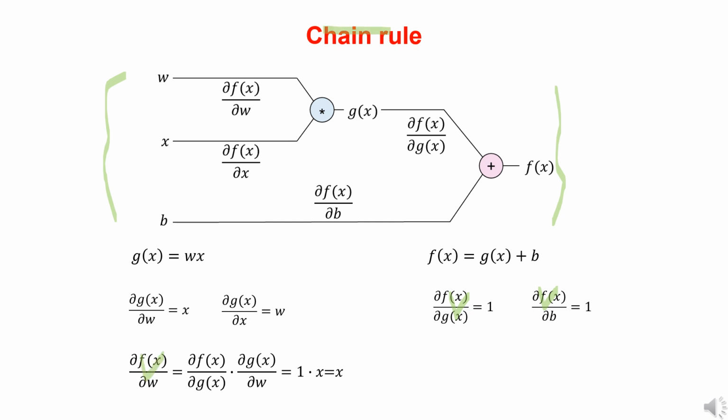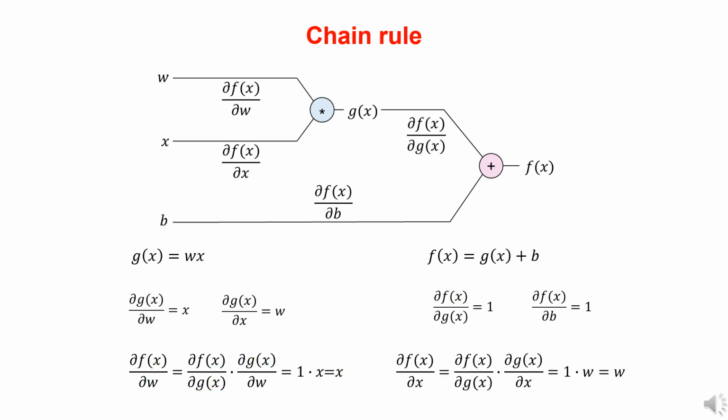In other words, to differentiate f with respect to omega, we take the derivative of f with respect to g, and then multiply it by the derivative of g with respect to omega. The derivative of f with respect to g is 1, and the derivative of g with respect to omega is x. When we multiply these values, the result is x.